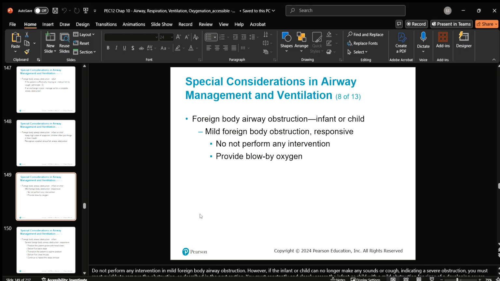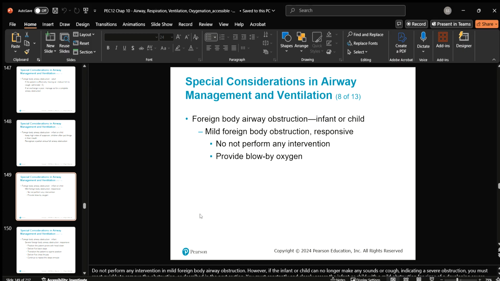What if I were a pregnant woman? I'm 8 months pregnant and I'm choking. What do we do? Chest thrusts. You go above what's called the fundus, which is where the child is.